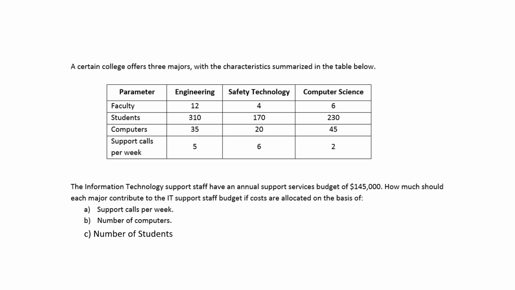But maybe there's an argument to be made that the costs are driven by the number of computers, not by the number of support calls. And so a similar approach in part B is going to be basing it on the fractional number of computers that they have in each of those departments. So you add up the total number of computers in all 3 departments, and that's going to be the denominator of the fraction, and the numerator is how many computers are there in that individual department. So let me pause and let you work through these 3 different techniques.